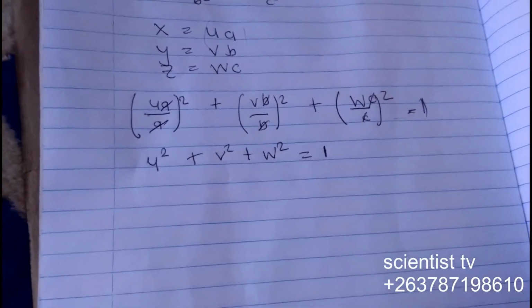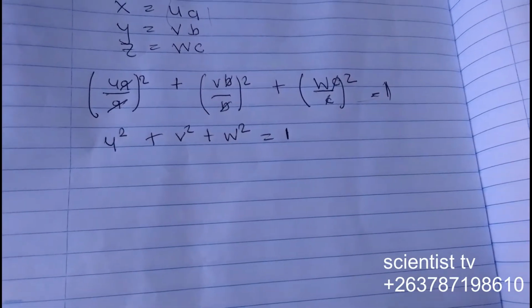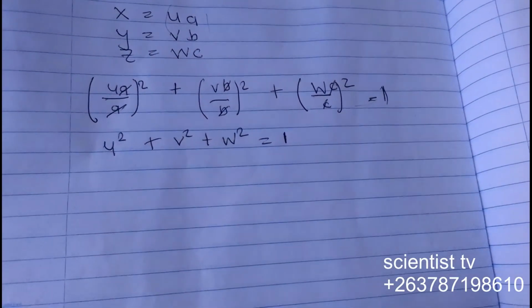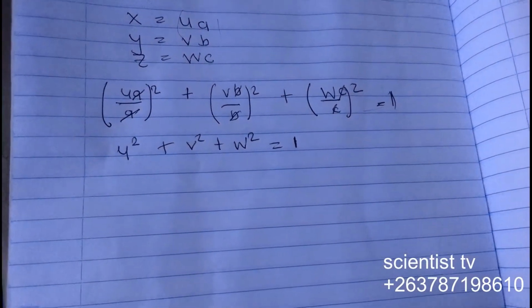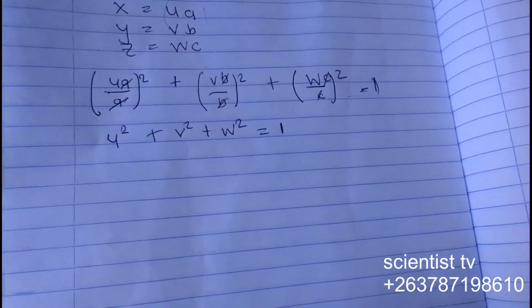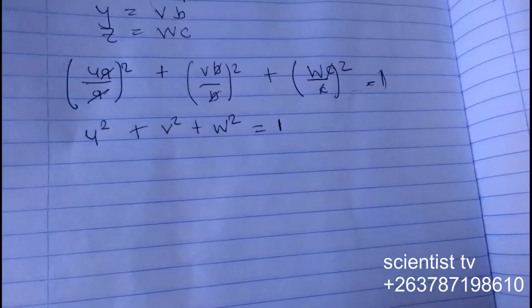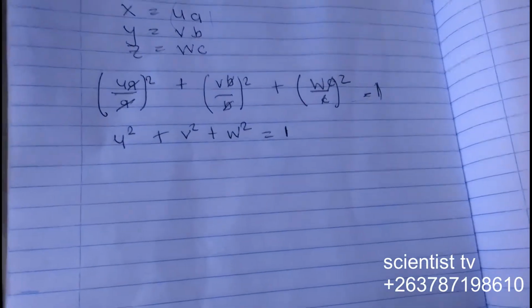Now, what is this thing? This is the equation of a sphere, with the radius root of 1, which is 1. Now what do we do?